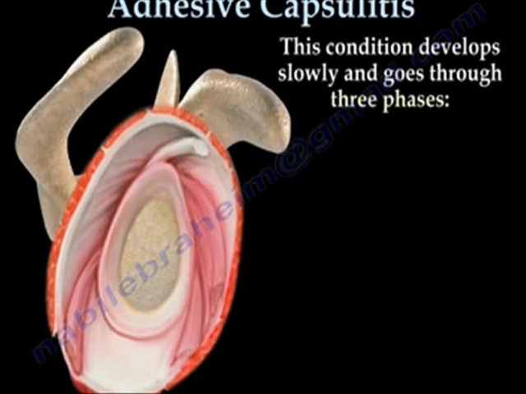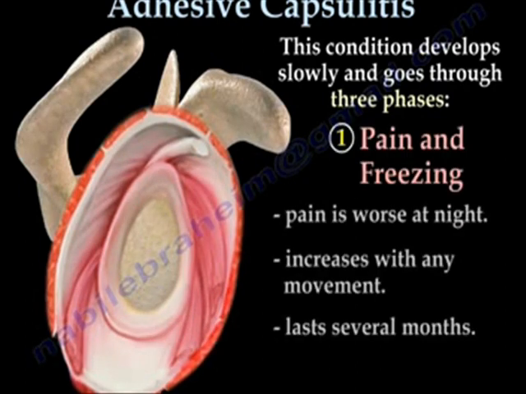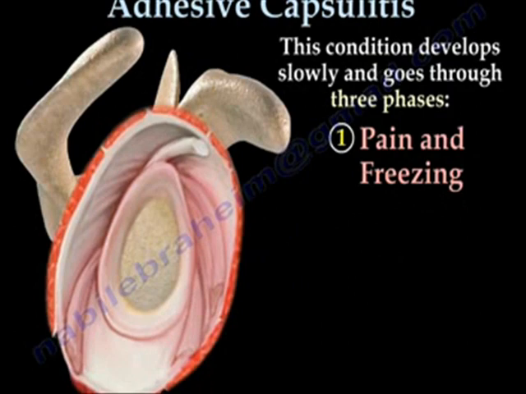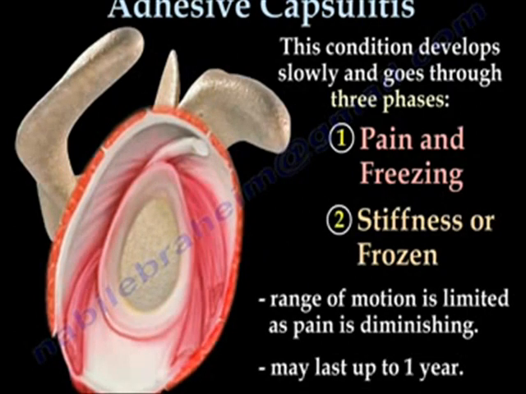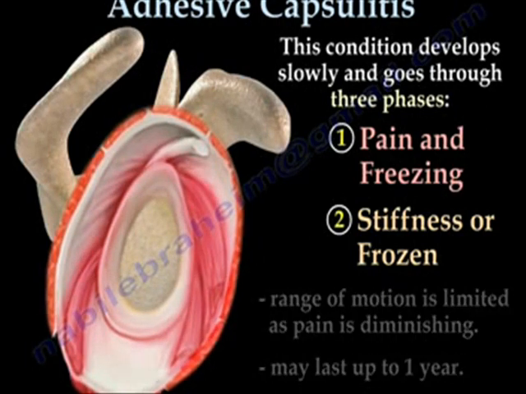This condition develops slowly and goes through three phases. The first phase is pain and freezing. The pain is worse at night, it increases with any movement, and it will last several months. Second phase is stiffness or frozen. The range of motion is limited as the pain is diminishing. It may last up to 1 year.